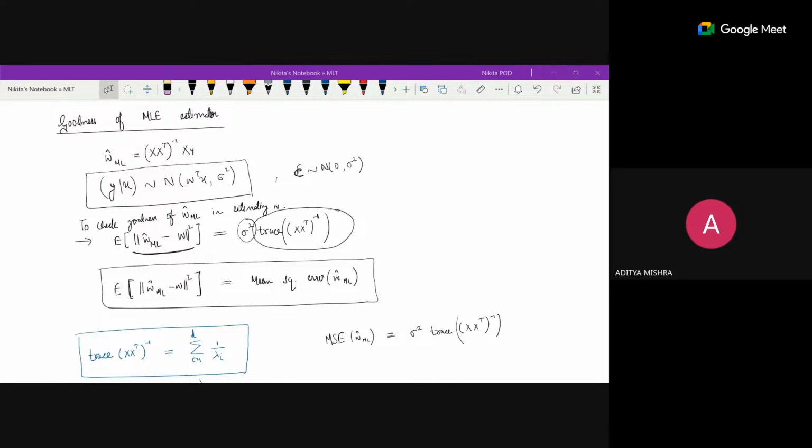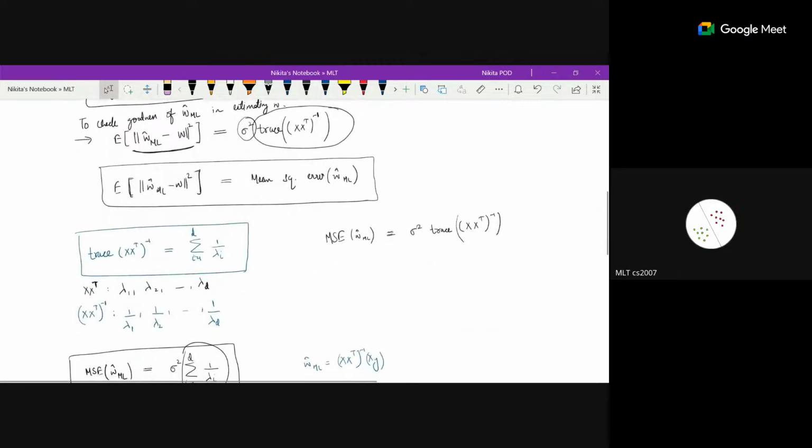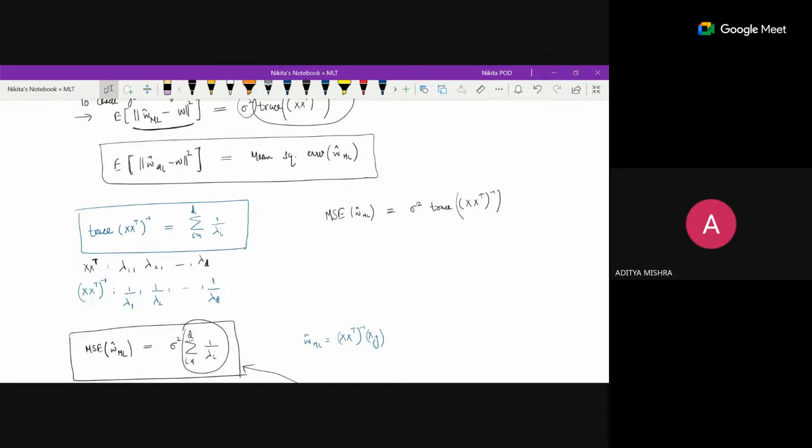So I got what we did here. Y given X is normal W transpose X, sigma square. And here what we're trying to do is find the expectation of W hat ML minus W, which is basically the expectation of the mean square error. And we got the result to be this. I'm not getting this part.